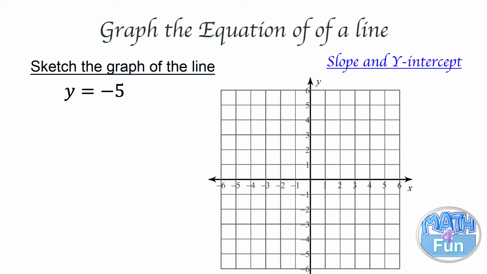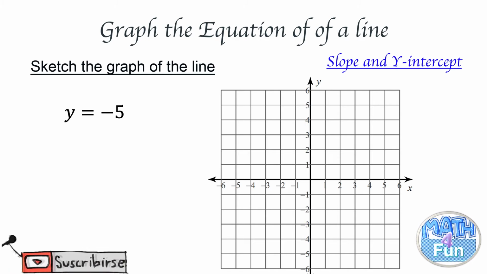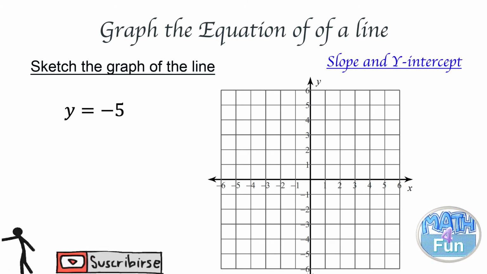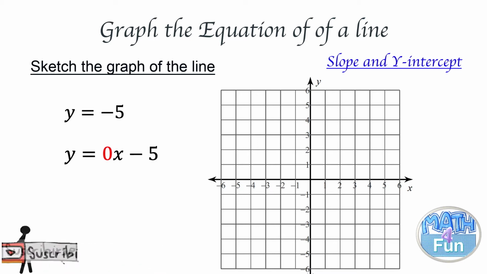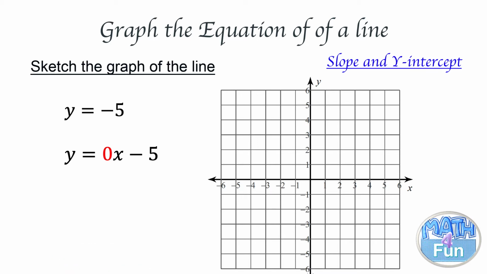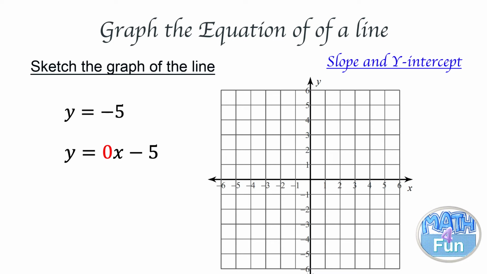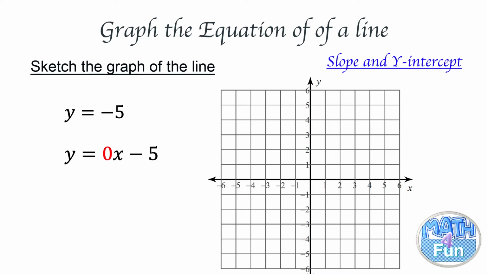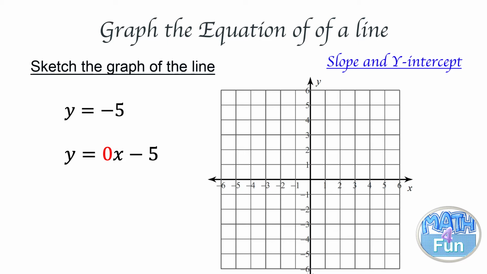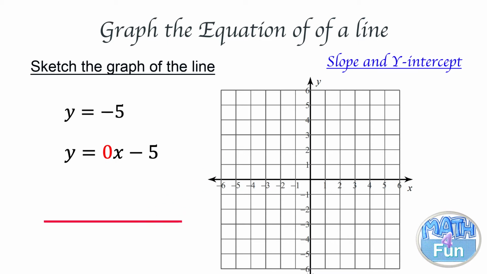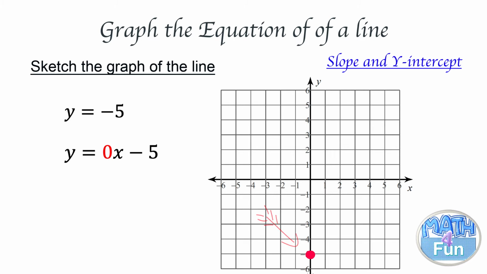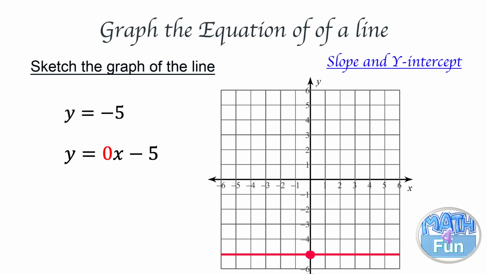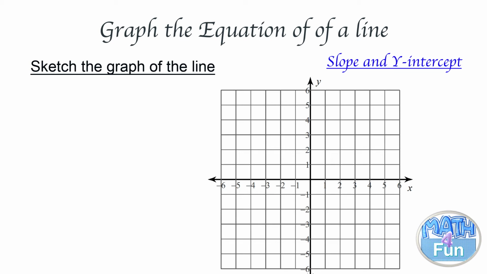Let's check this type. Here we have the equation y equals minus 5, which means that in slope-intercept form, it should be written y equals 0 times x minus 5, which means that the slope is 0. So we know that any line with a 0 slope should be a horizontal line. So we go down 5 units, which is at 0, minus 5 here, and then draw a horizontal line here, and then it's done.